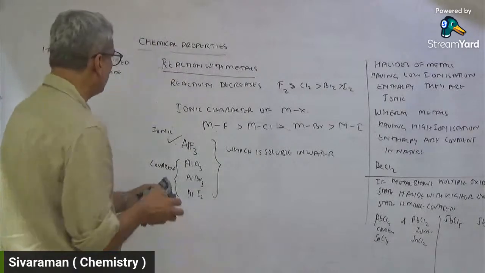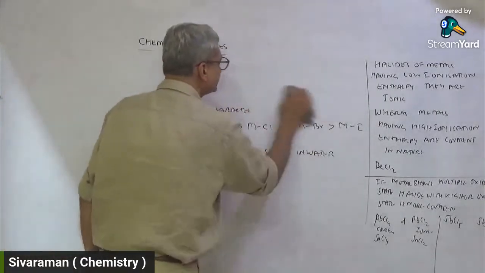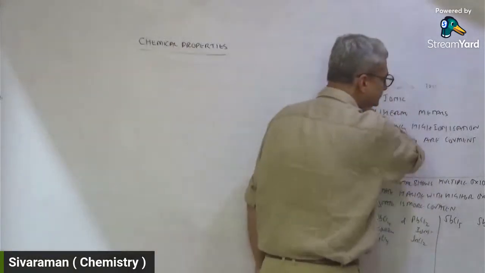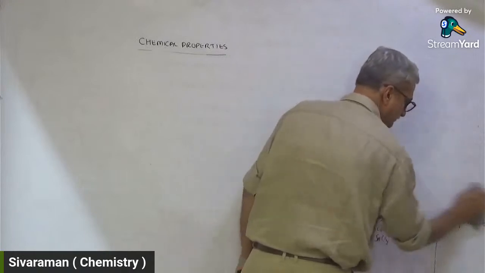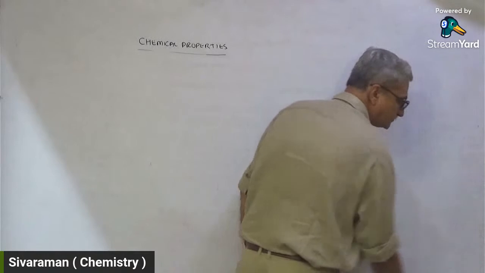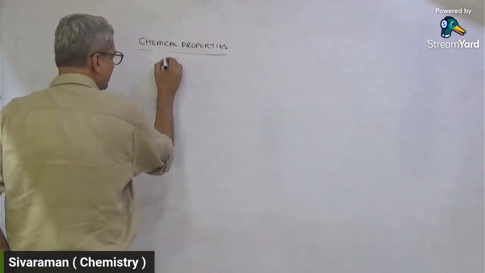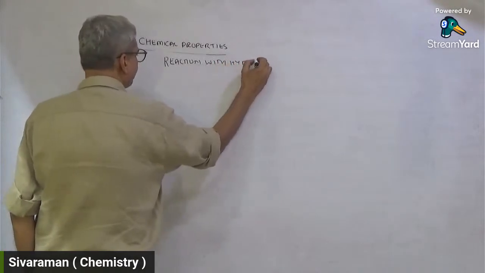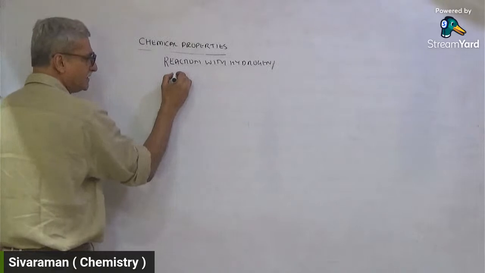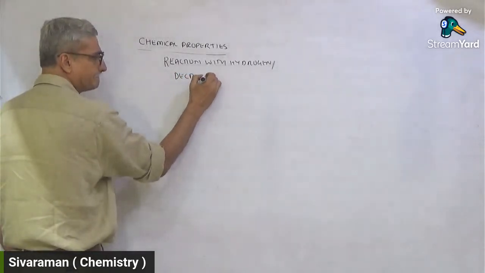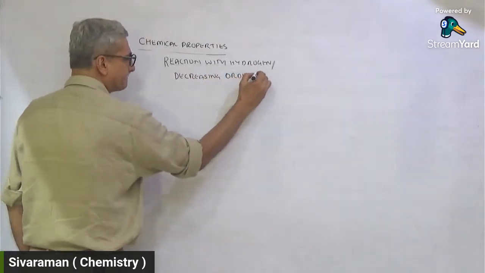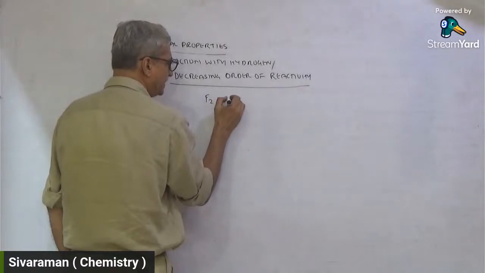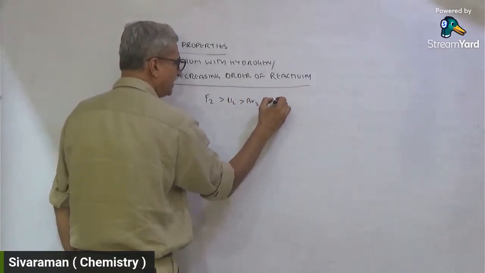Okay, great. Now we come to reaction with hydrogen. What happens? Decreasing order of reactivity: fluorine greater than chlorine, greater than bromine, greater than iodine.